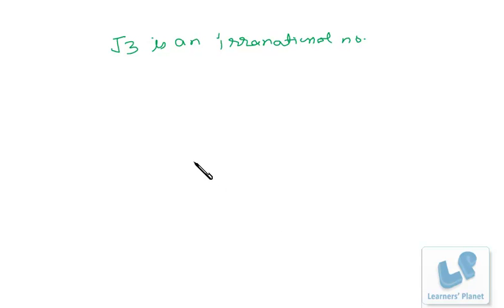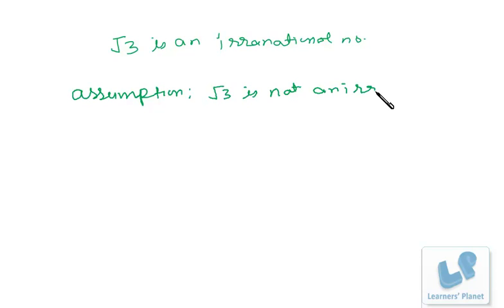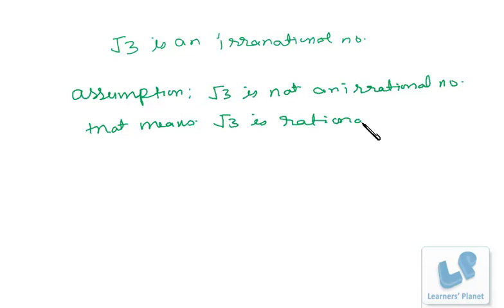Friends, all the steps will be same, right? Now just go by contradiction. We assume that root 3 is not an irrational number. That means, I just write the steps. Assumption: root 3 is not an irrational number. That means root 3 is a rational number.